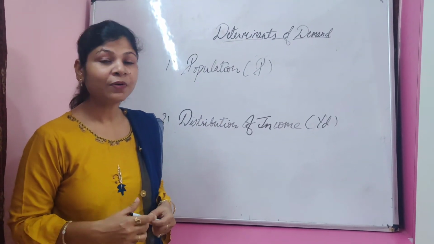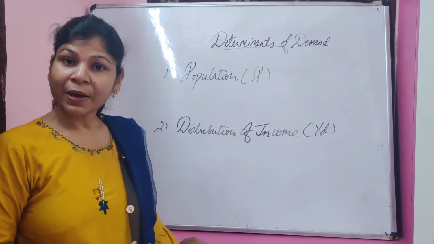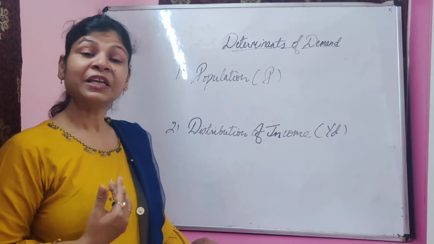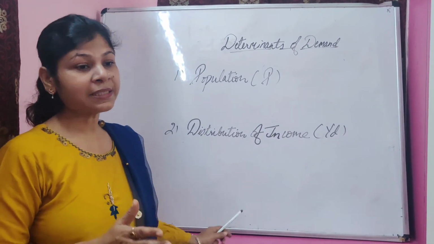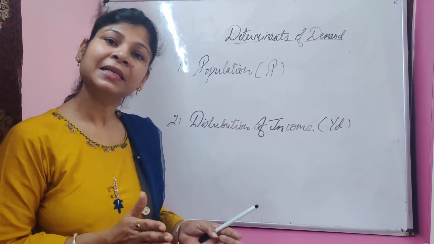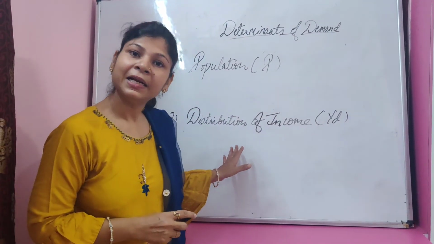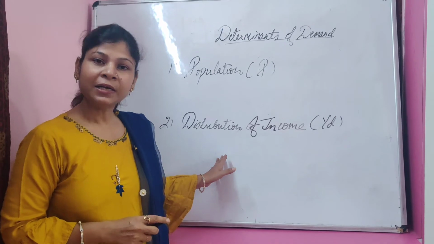Then what will happen? Poor sections have a desire to buy more goods, but they are not backed up with sufficient purchasing power. Rich persons have income, but they save most of it and consume less. So what does it mean? It means demand of that commodity will decline in the case of unequal distribution.